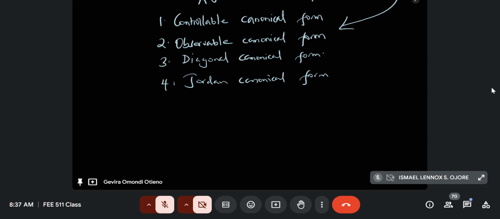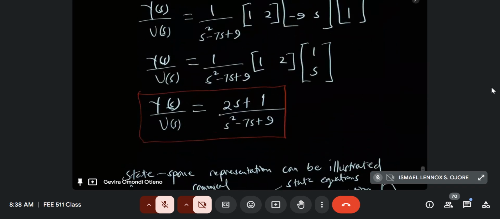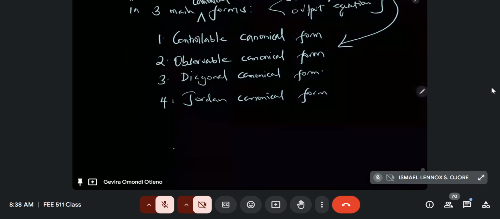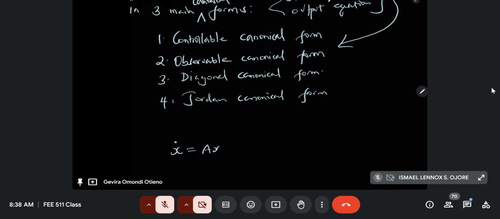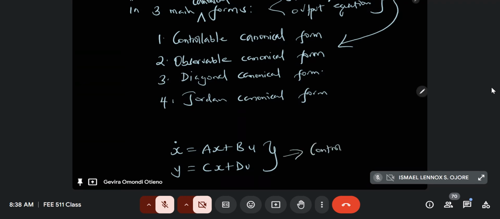Not to surprise you, but the form that we have been using, by saying x dot equals AX plus BU, and then we say the output equation is equal to CX plus DU, is typically called the controllable canonical form. That is usually the controllable canonical form, meaning it is the form that we have been using as an example for state space representation.